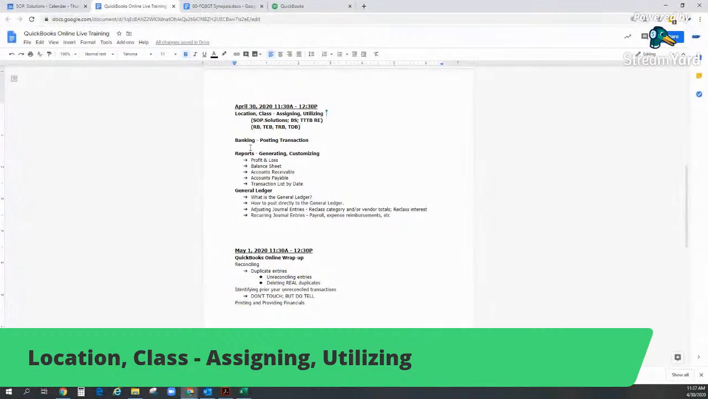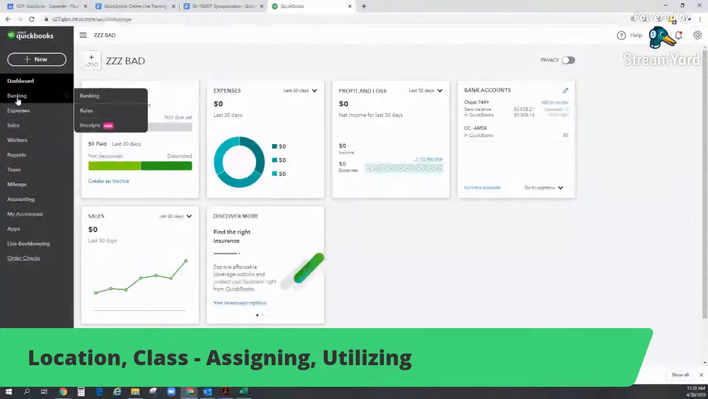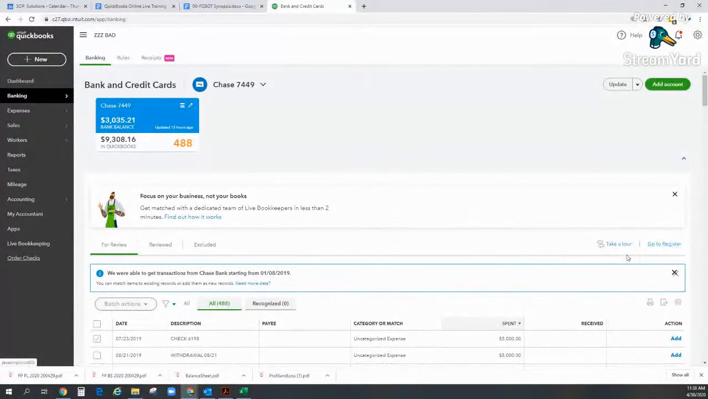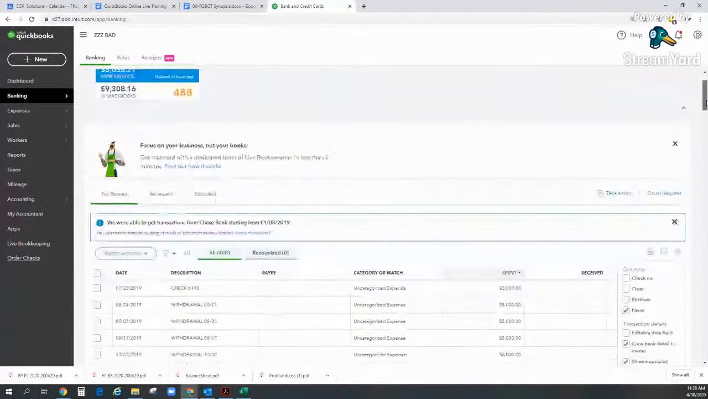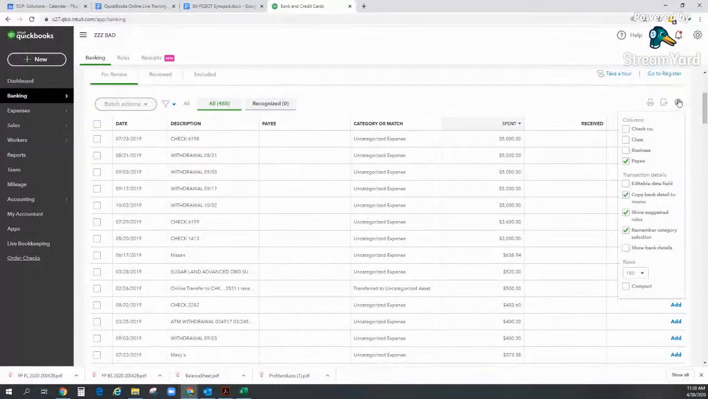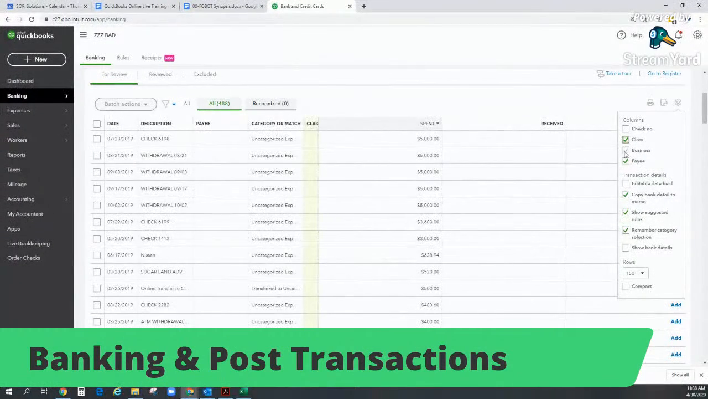Just bouncing back quickly. So what I put in here was that we're going to do some banking and post transactions. I don't have enough data in there to really make it functional, but I want to show you how classes and locations interact. I am in the banking module. In the banking module, on the right-hand side, my gear, I have class and I have business. We didn't go through this, so I'll go through it real quickly.